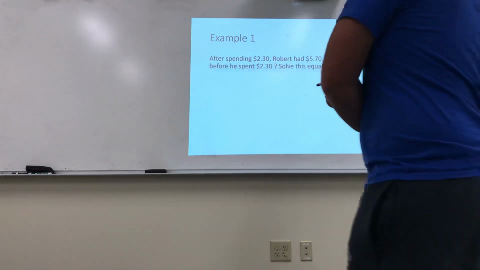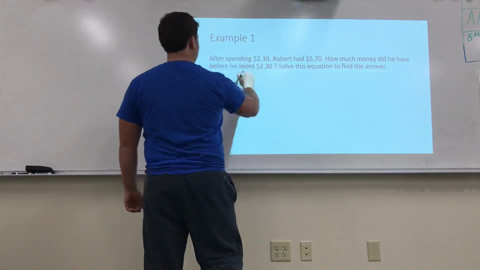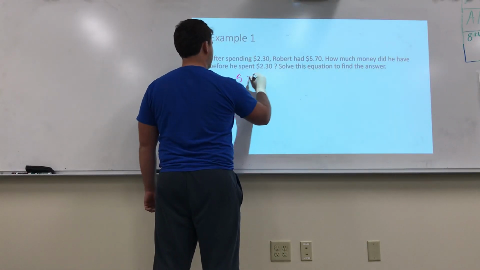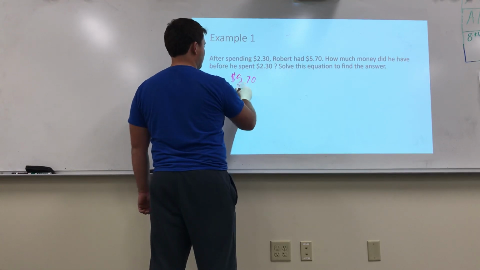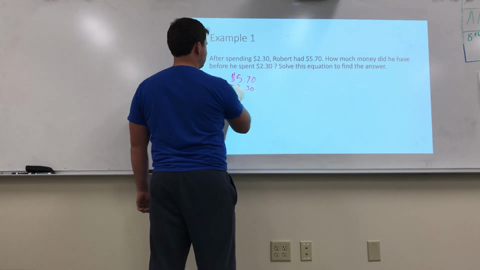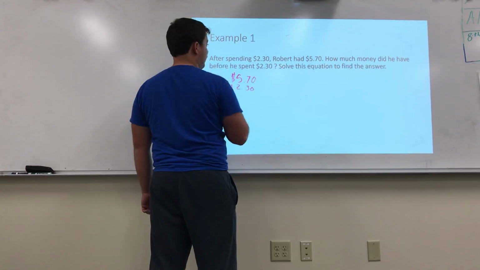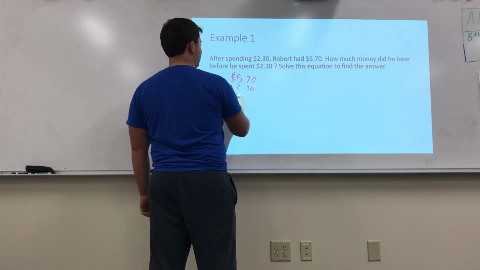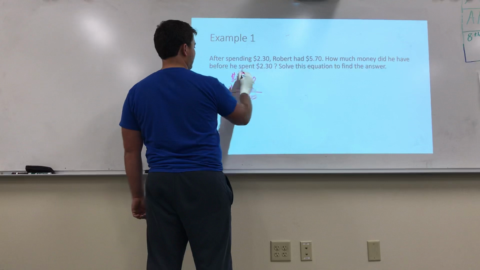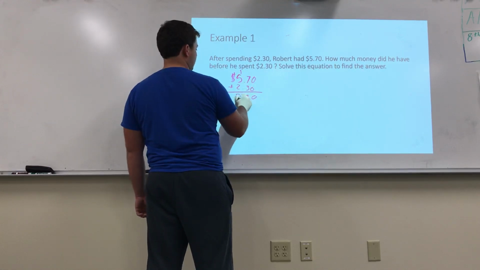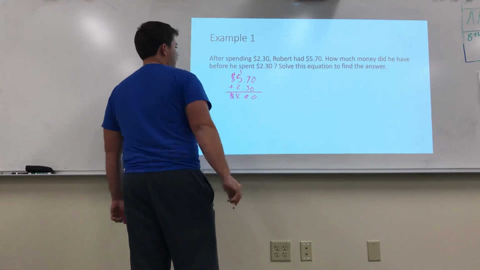So, you have $5.70. You spent $2.30. So, this is what you had left. This is what you spent. So, this is what you had after you spent this money. So, I have to add it back together to see what I originally had. $8.